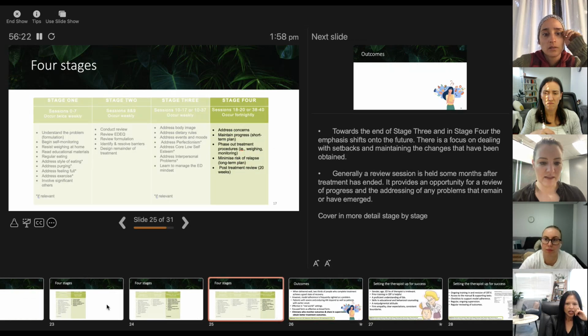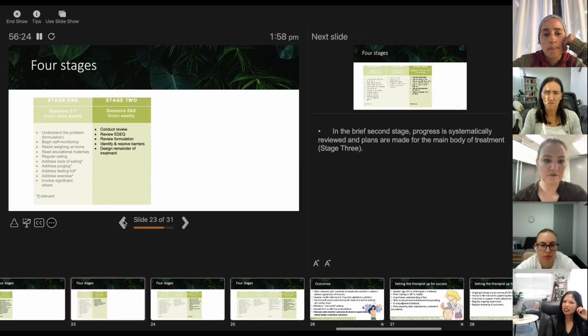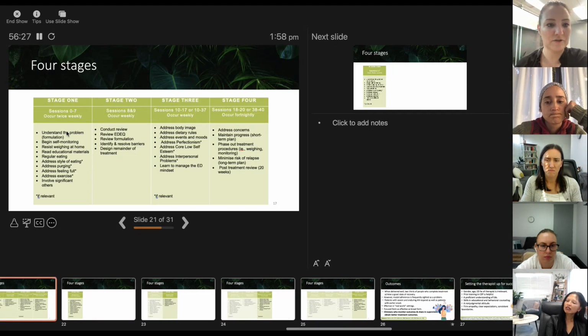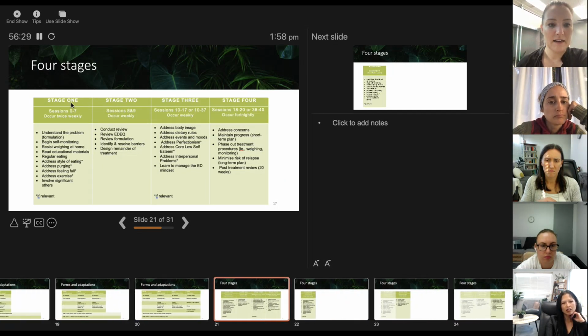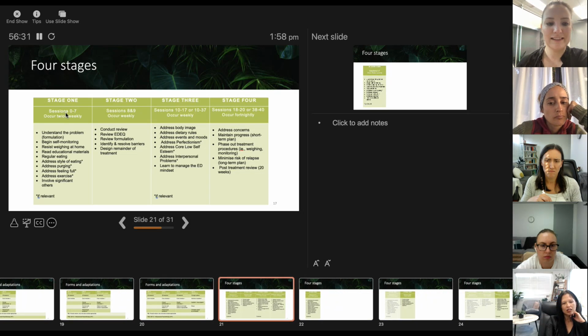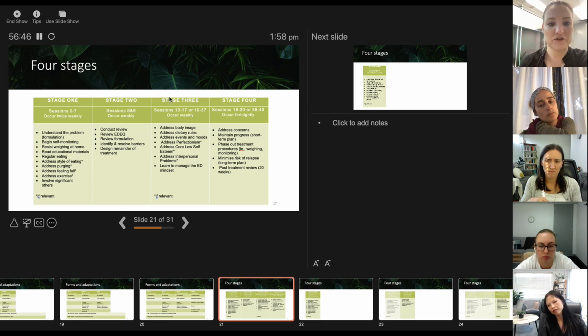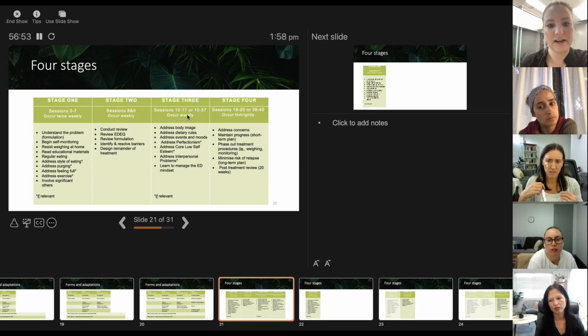Yeah. The little summary I took from the text said stage 1 is always sessions 0 to 7 and it's twice weekly, and then stage 2 is sessions 8 or 8 and 9 in both. But then if we're in the 20 session version, stage 3 is sessions 10 to 17. But if we're in the 40 session version, it talked about stage 3 being sessions 10 to 37.